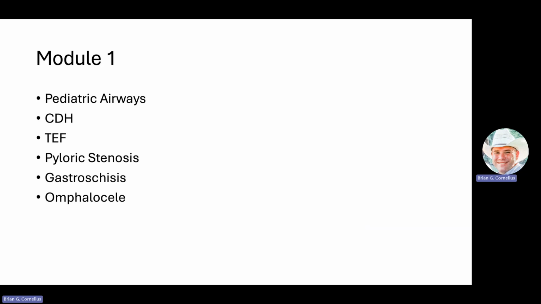First module, we're going to discuss pediatric airways, CDH, T fistula, pyloric stenosis, gastroschisis, and omphalocele. There is a lot of board information that's covered in these lectures, so pay close attention. Things I would pay attention to are exceptions, because there are a lot of commonalities between these syndromes. When you're studying, I would make sure I knew the differences, and focus on those differences because there are so many commonalities.